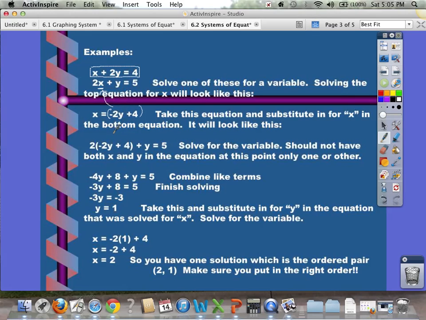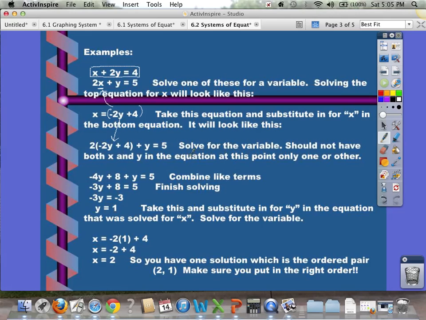So that becomes 2, and you notice I have a placeholder with the parentheses, and I'm just plugging this right into the placeholders. And I'm going to finish the equation. It's 2 times the quantity of negative 2y plus 4, and the rest of the equation says plus y equals 5, and I add that on right here. You're going to solve for the variable. You should not have both x and y in the equation at that point, only one or the other.